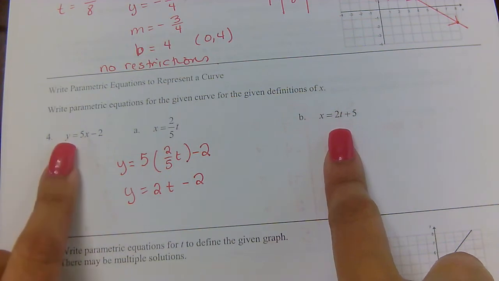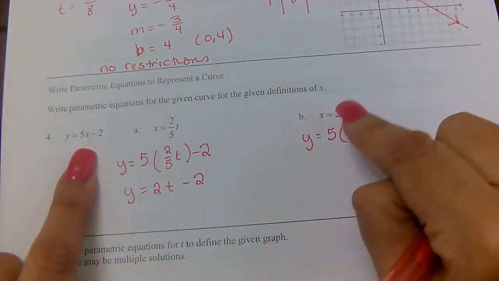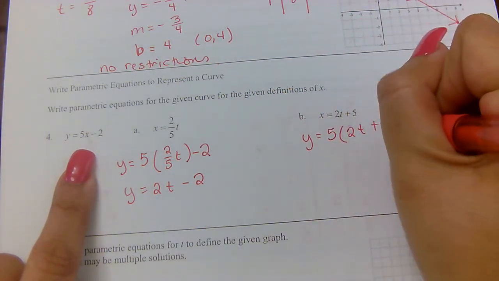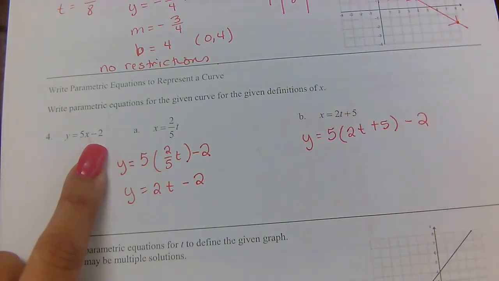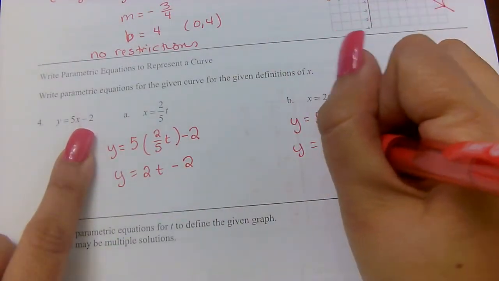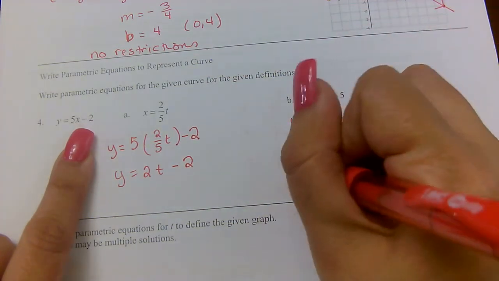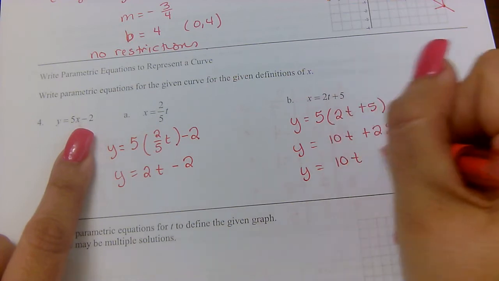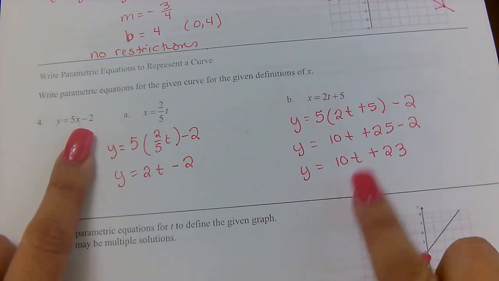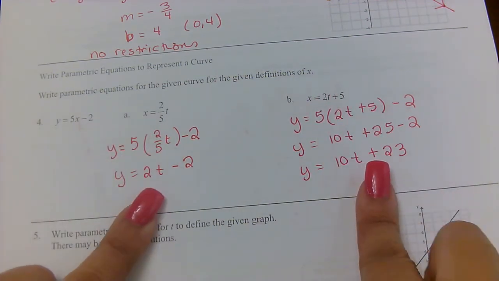For part B, we're going to do the same thing. I'm going to have y is equal to 5x. In this case, x is 2t plus 5 minus 2. Now substitute and simplify. y is equal to 10t plus 25 minus 2. So y is equal to 10t plus 23. This will be our second equation. So our x will be these, our y's would be that.